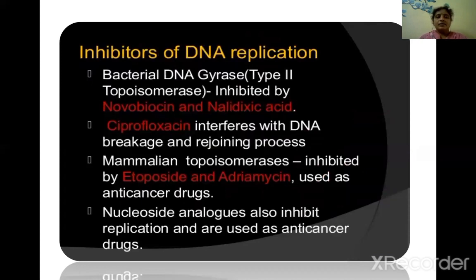Inhibitors of DNA replication. The bacterial DNA gyrase, which is a type 2 topoisomerase, is inhibited by novobiocin and nalidixic acid. Ciprofloxacin interferes with the DNA breakage and rejoining process. Mammalian topoisomerases are inhibited by etoposide and adriamycin, used as anti-cancer drugs. Nucleoside analogs also inhibit the replication and are used as anti-cancer drugs.